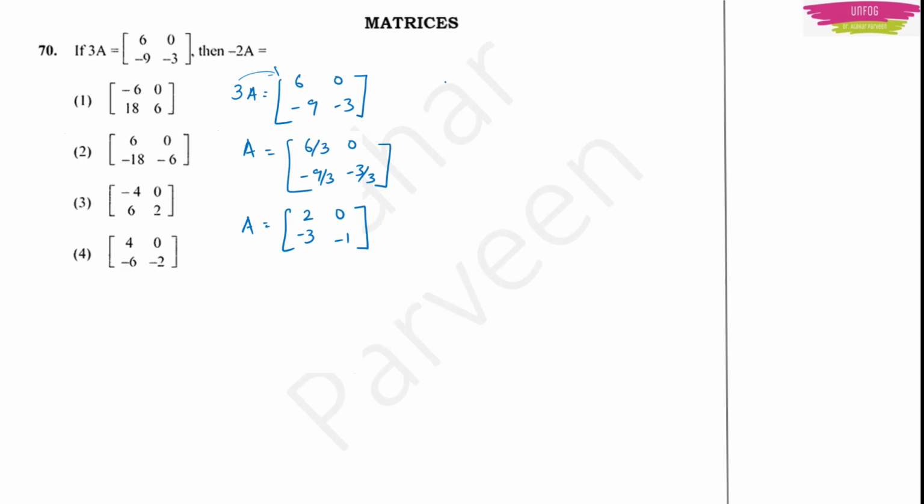Now I can easily find minus 2a. Minus 2a will be equal to minus 2 times the matrix which I have found. It is 2, 0, minus 3, minus 1. This will be equal to, I will multiply it directly, minus 4, 6, 0, 2. So minus 4, 0, 6, 2 is option 3. So option 3 will be the right answer. Okay.